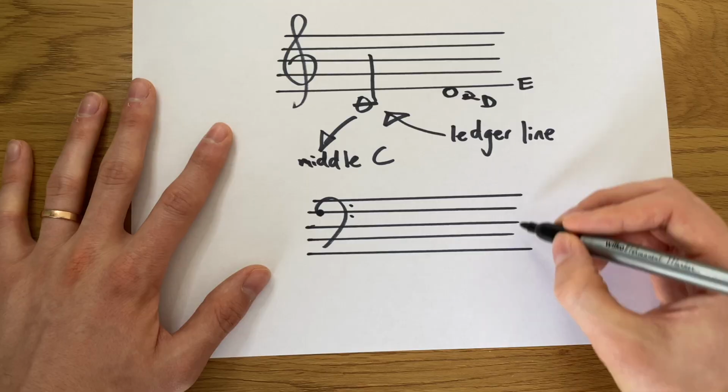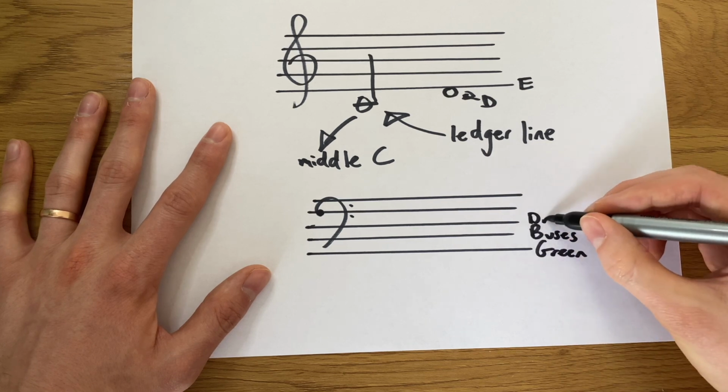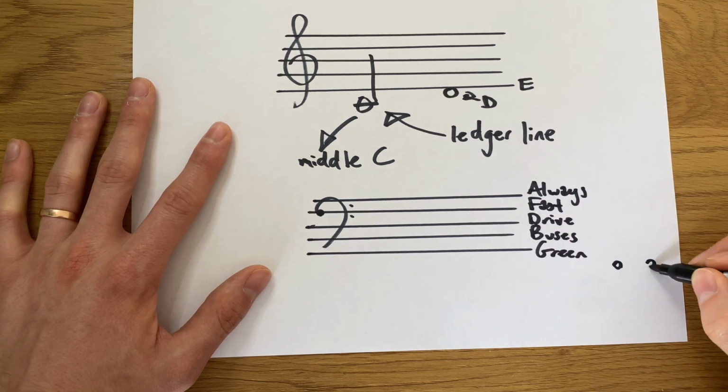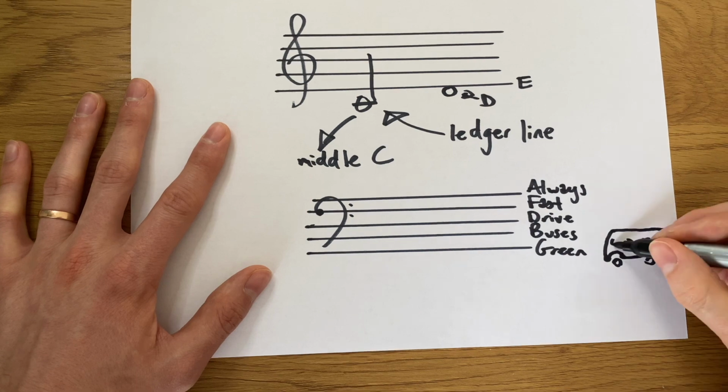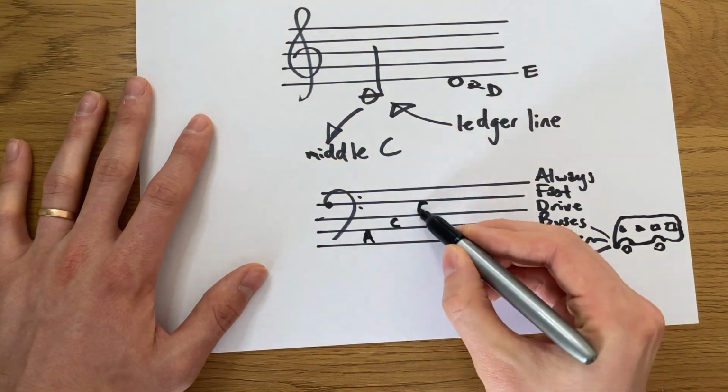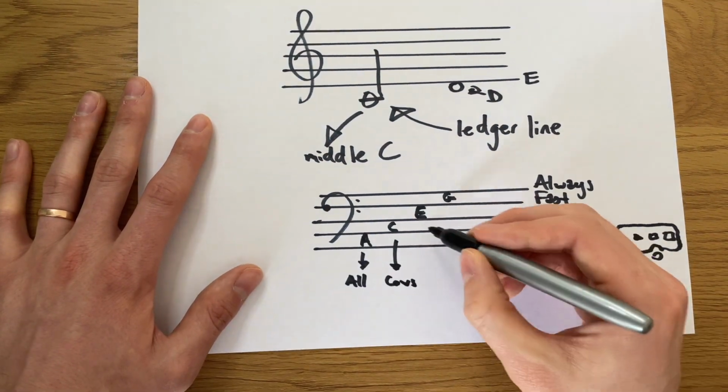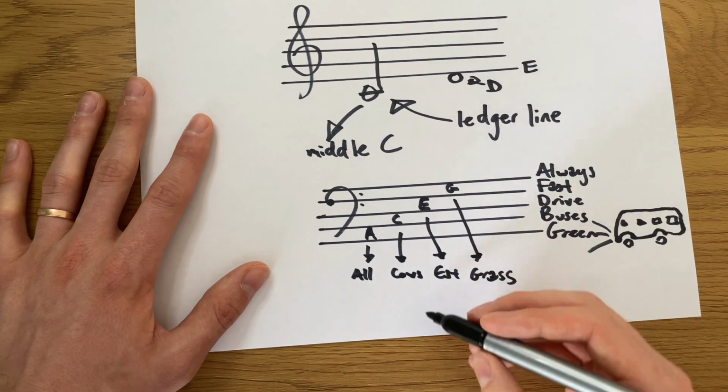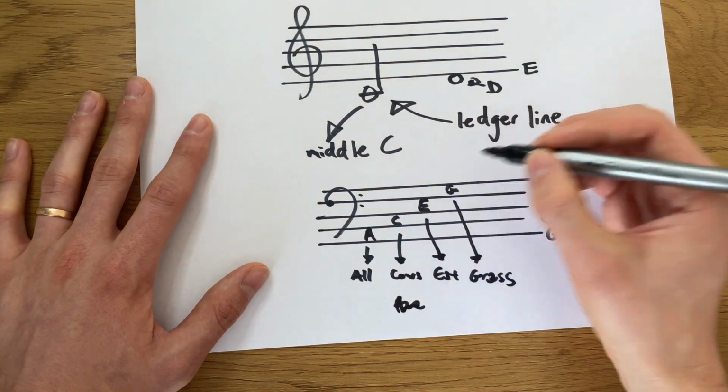And then going to the bass clef, you have green buses drive fast always. I've got a little picture of a bus there. And the spaces, we've got A, C, E, G. So all cows eat grass. I was gonna draw a cow, but my illustration skills don't quite cut it, so I'm gonna stick to music.